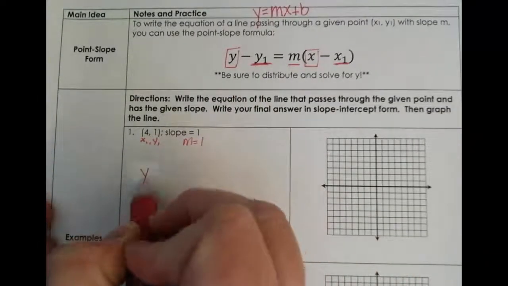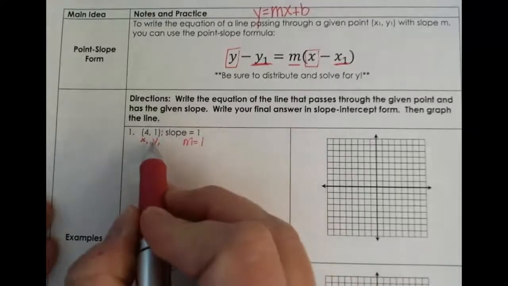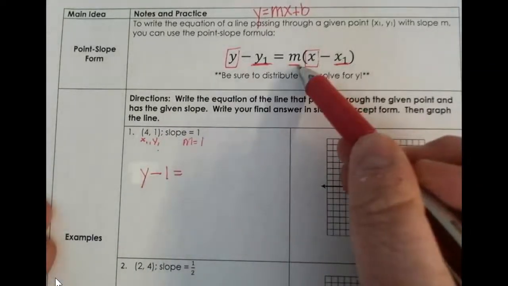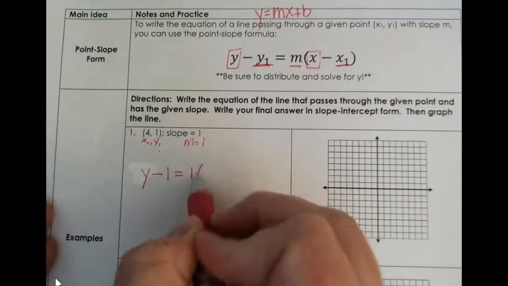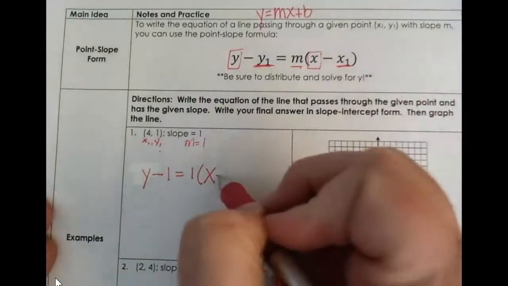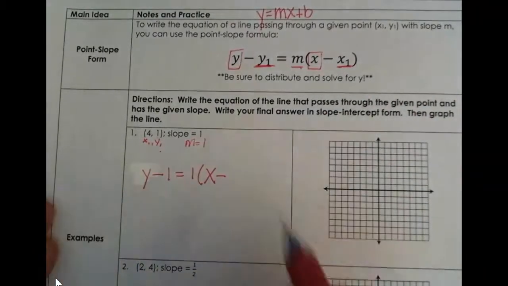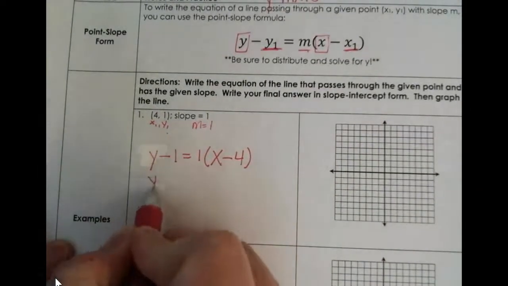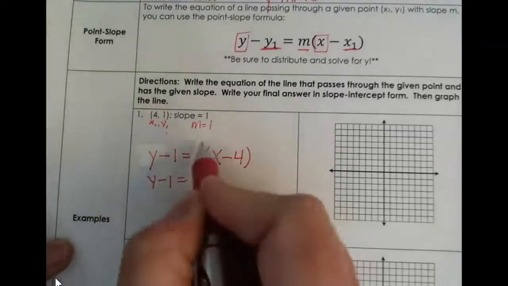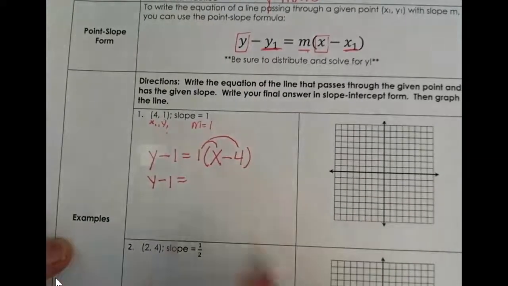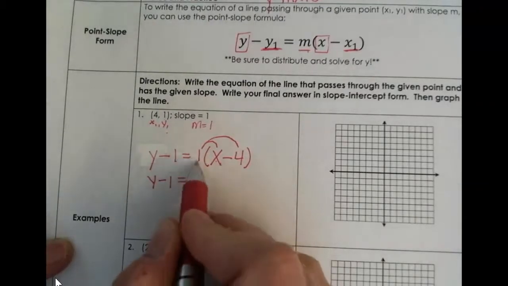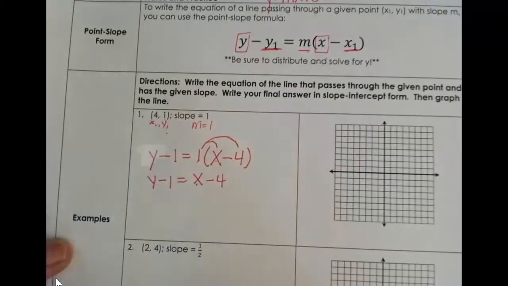We have y minus y1. So y minus, and y1 is 1, equals, and then it says m, our m is 1, parenthesis, the x stays as x, minus whatever our x1 is, which is 4. Okay, now that everything's plugged in, we're going to start simplifying things. There's nothing yet to do on this side. We're going to distribute our 1 through, and you're multiplying by 1, so it's not going to change anything, because 1 times x is x, and 1 times negative 4 is negative 4.